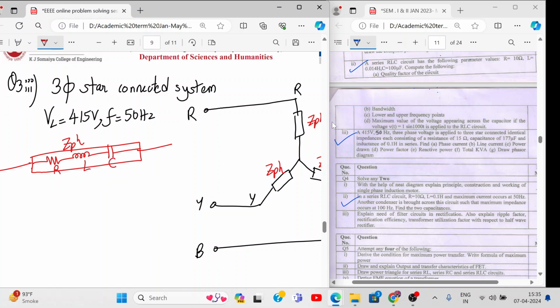Let me tell the value. R is 15 ohms, 177 microfarad is the value of capacitor, and this is 0.1. Let's write this first, that's it. So that is what is given to you.